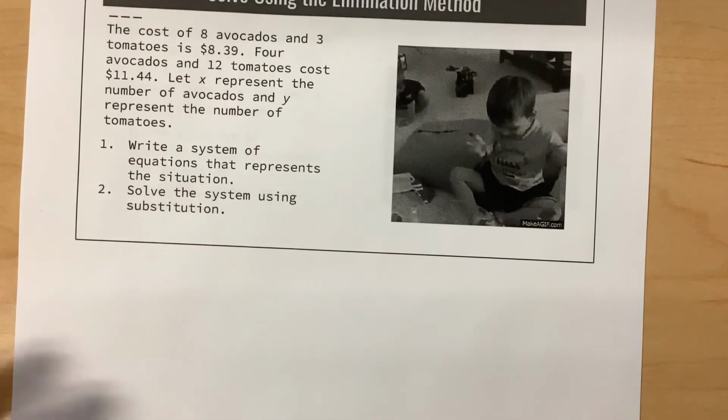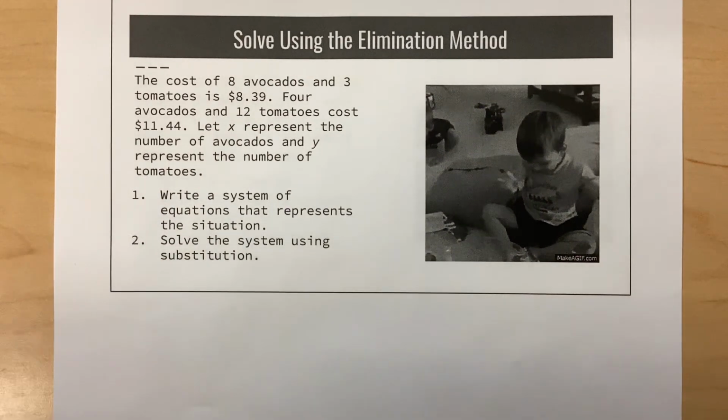All right, the cost of 8 avocados and 3 tomatoes is $8.39. 4 avocados and 12 tomatoes cost $11.44. Let X represent the number of avocados and Y represent the number of tomatoes. So once again, we're going to write a system that represents the situation.